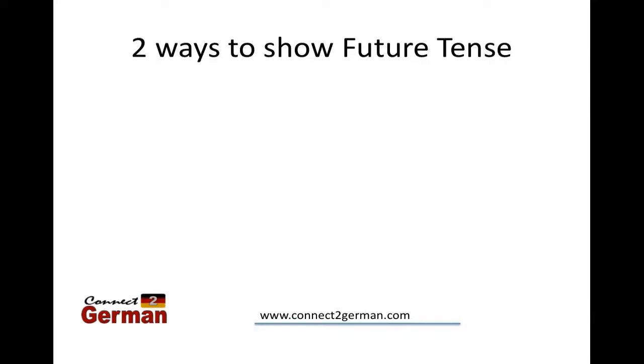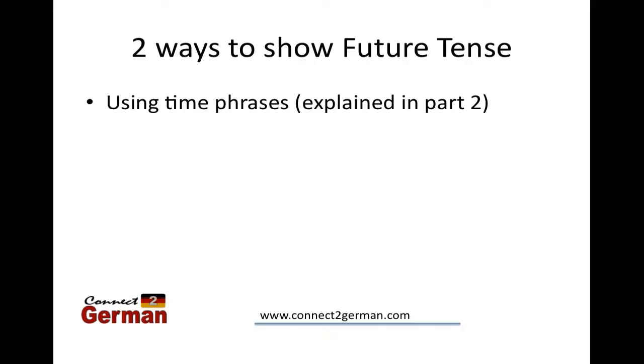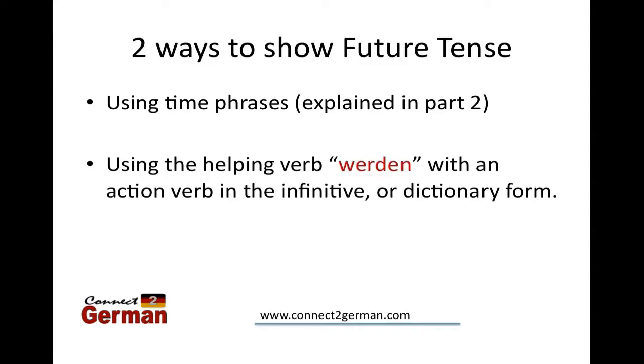Alright, so let's get into it. There are two ways to show future tense. The first way is, of course, by using time phrases like tomorrow, next week, next month, that sort of thing. And that's really something that we're going to get into in part 2. For this video, what we're going to be doing is introducing the verb werden. And it has multiple uses.